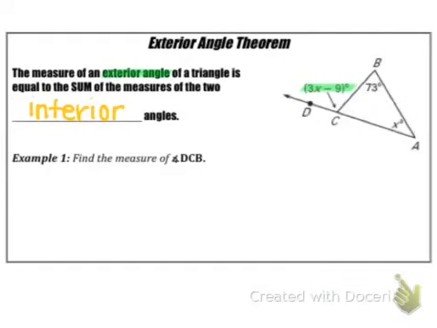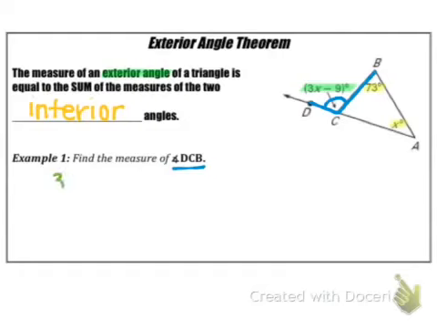So in example 1, it says find the measurement of angle DCB. Well, before even actually finding the measurement of angle DCB, we have to find the exact value of the variable that is represented in the problem. Okay?